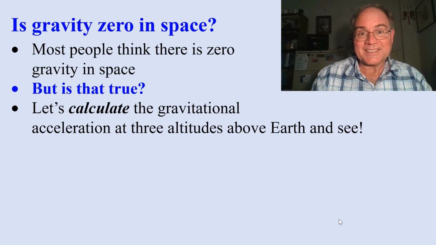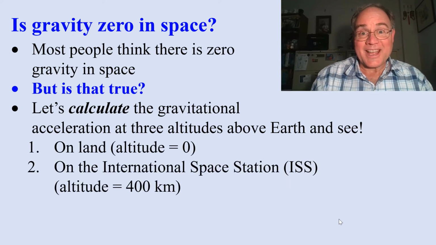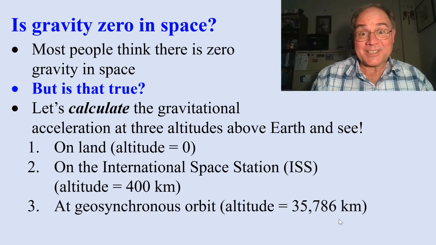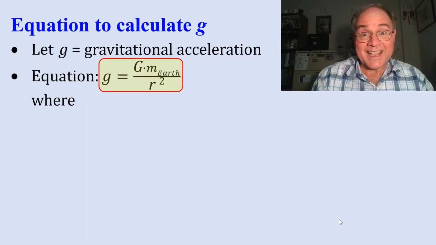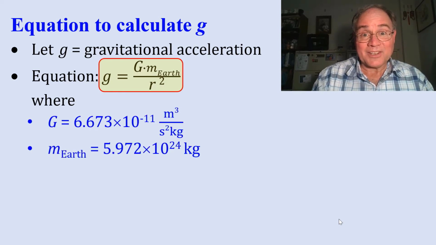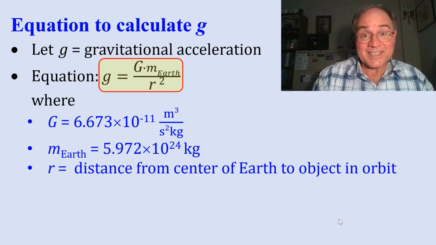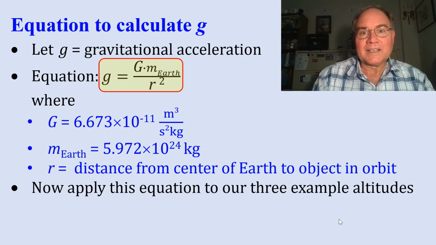We'll do 3 cases: on land, on the International Space Station, and at geosynchronous orbit. Here's the equation to calculate g, the gravitational acceleration. Capital G is the gravitational constant. M is the mass of the Earth. And r is the distance from the center of the Earth to the object in orbit. Let's apply this equation to our 3 examples.